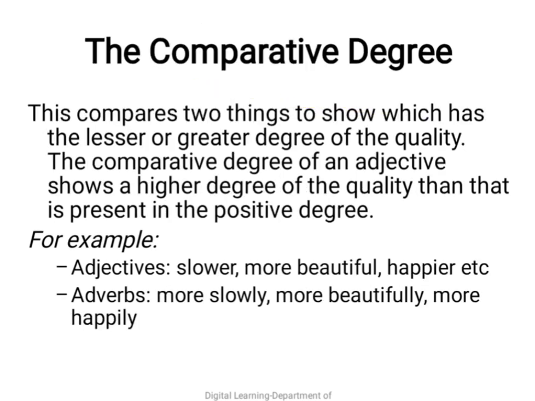Whereas the comparative degree compares 2 things to show which has the lesser or greater degree of the quality. The comparative degree of an adjective shows a higher degree of the quality than that is present in the positive degree. So it compares 2 things basically. For example, adjectives slower, more beautiful, happier, more dangerous, taller, so on and so forth. Adverbs more slowly, more beautifully, more happily, and so on.